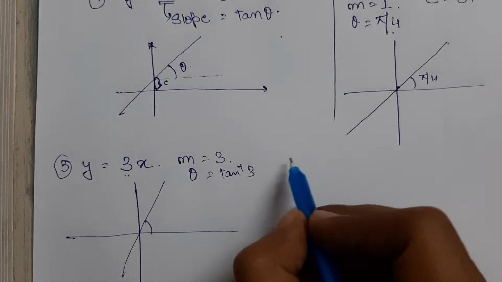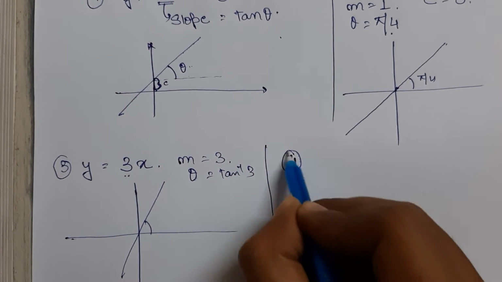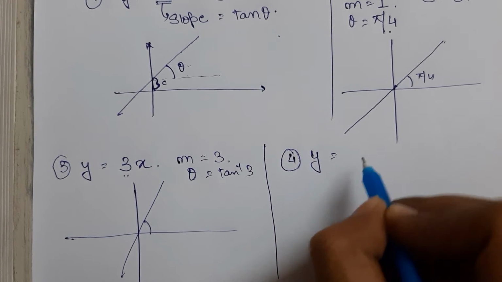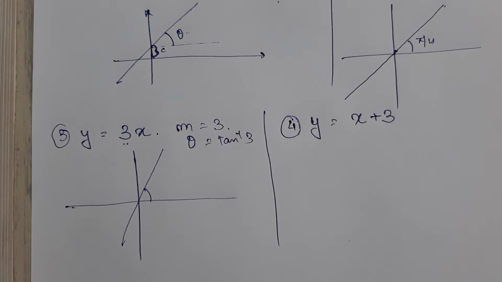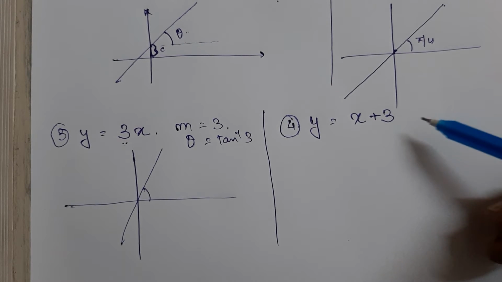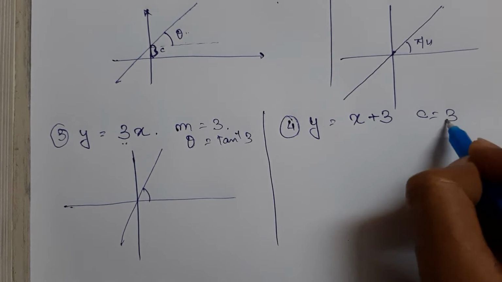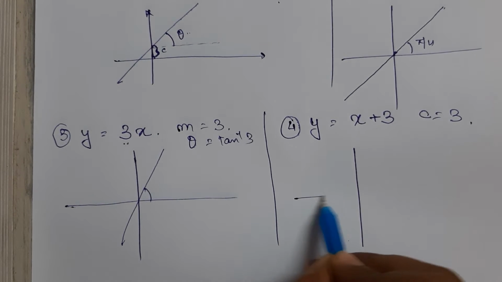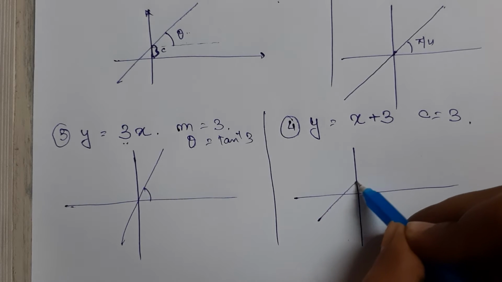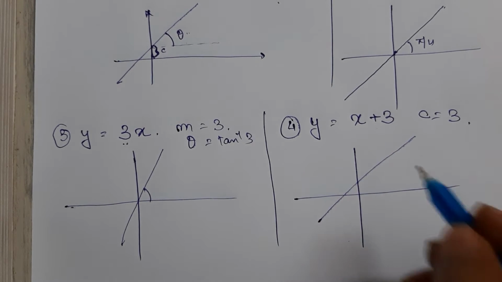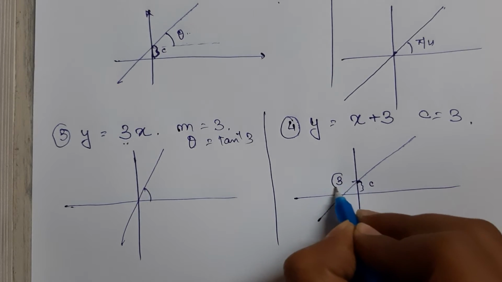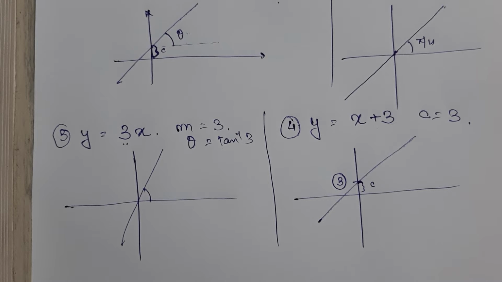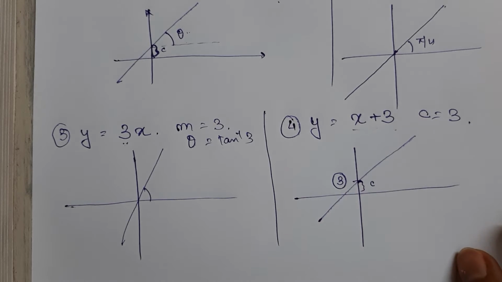Now if there is an addition done here, then what will change? See, here c is 3, which means there is a y-intercept of 3, so the graph will be like this. Why like this? Because c is the y-intercept. It will start from 3. I think you have understood how we can draw this.